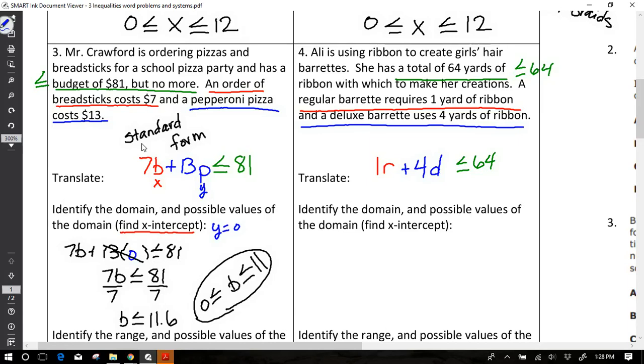All right, I have underlined where I got my 1R from. So I'm using R to represent a regular barrette, R for regular, and I'm using a D to represent my deluxe barrette. So Allie has this ribbon to make these hair barrettes. She has a total of 64 yards of ribbon. So if that's all she has, she can use less than that or equal to 64, but no more. And so that is my equation.